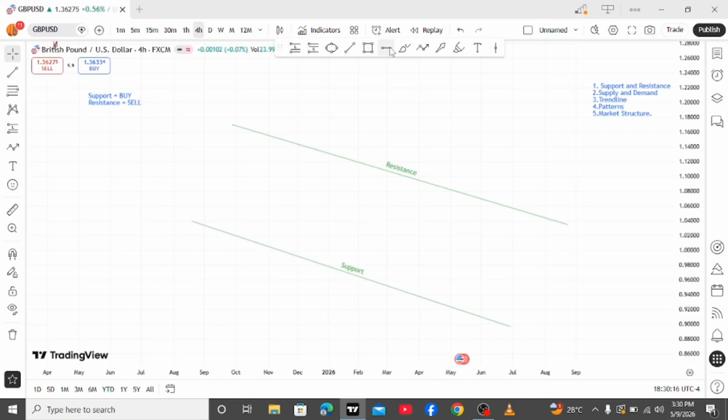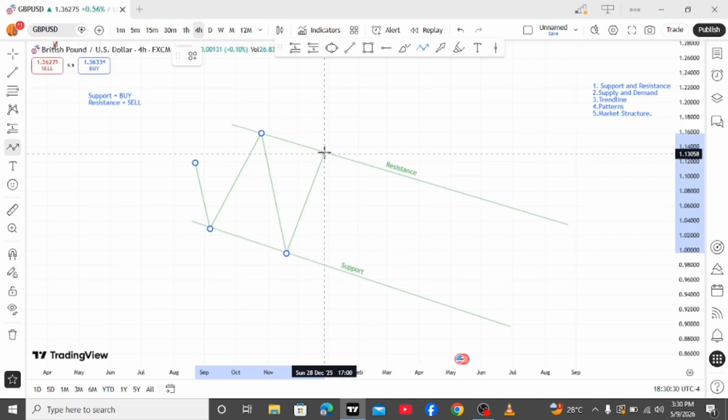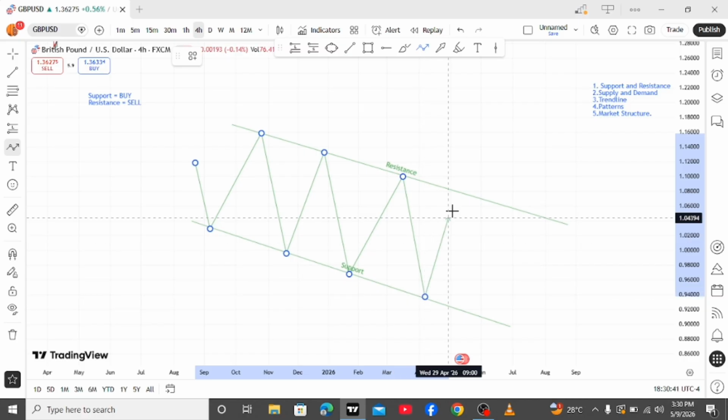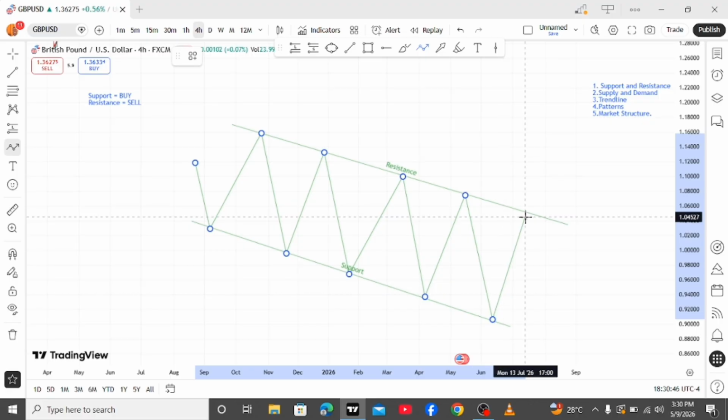Same thing for a downtrend. When the market comes to our support, we buy. And when the market is at our resistance, we sell. Then when the market comes back to our support, we buy. At our resistance, we sell. It goes down to your support again, you buy. Comes up to your resistance, you sell. Goes down to your support, you buy. Up to your resistance, you sell. Then goes down, and so on.